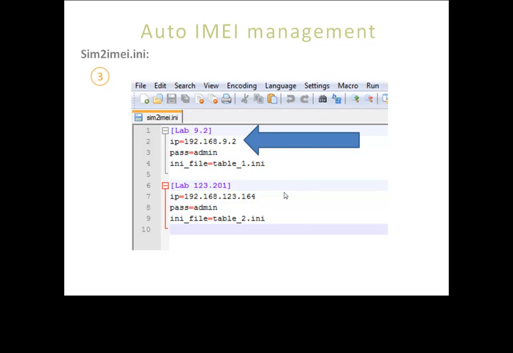In the first line, we have the description of the GSM gateway IP to which we want to change the IMEI. In the second line, we have the gateway password, and the third line refers to the table file containing the IMEI number we want to change. In case we want to change the IMEI on multiple gateways, the only thing that we need to do is to add another field, same as the IP, password, and don't forget the table file.